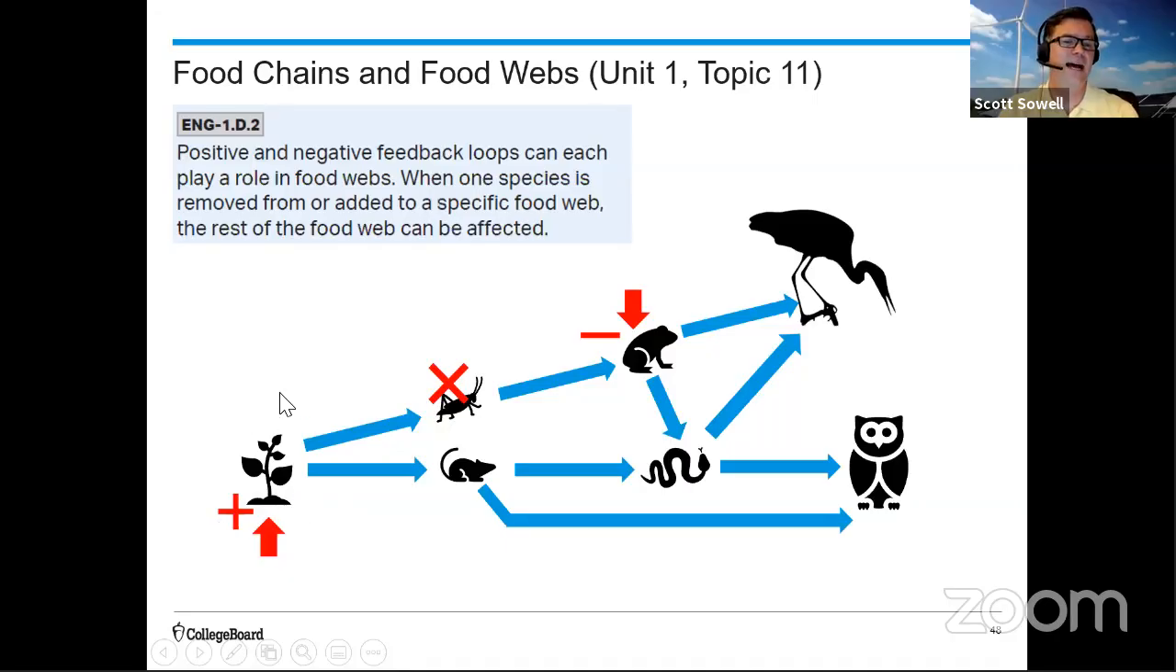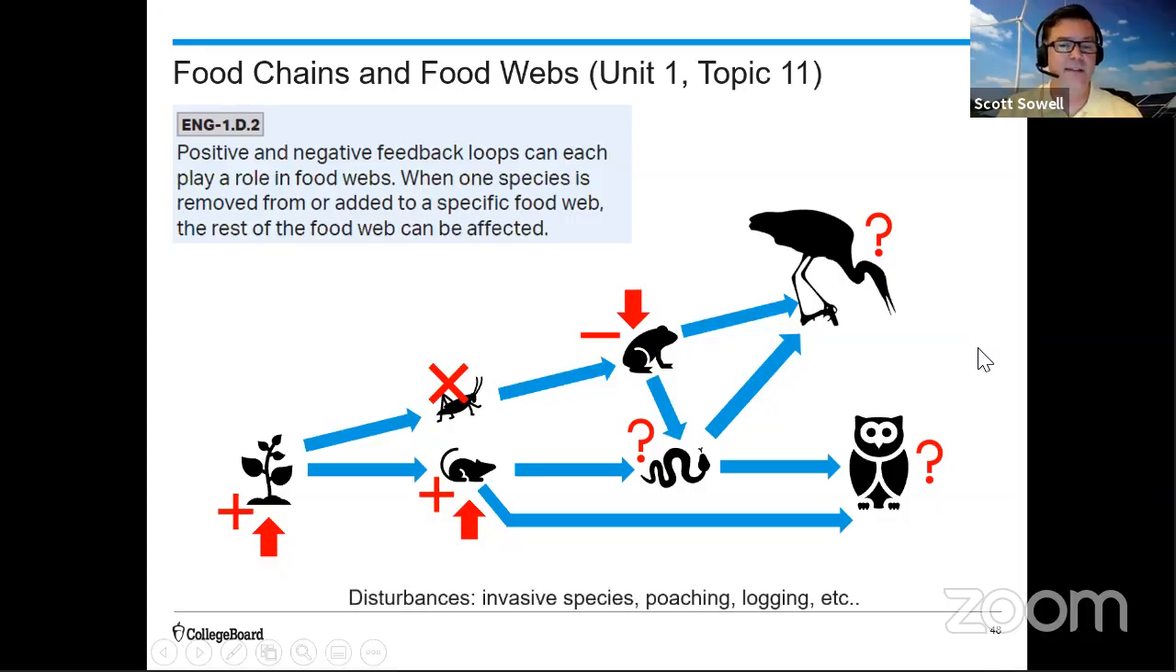But the population of grass might go up because one of the predators of grass is now gone. And that might in turn increase the population of mice because their food resources are more, because they're no longer competing with the grasshopper. In terms of what happens to the other ones, it's a little more unclear because if we look at this snake, one of its prey has gone down and one of its prey has gone up. So as we go a little bit farther up, we'd have to learn a little bit more to decipher those. So when we talk about disturbances like adding an invasive species or poaching or logging, any of those things, you should be able to look at a food web, find a disturbance, and talk about how that disturbance might affect other members of the food web.